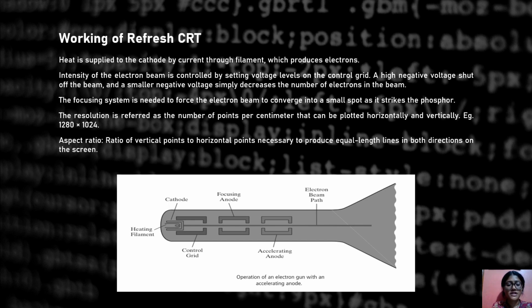The resolution is referred to the number of points per centimeter that can be plotted horizontally and vertically. For example, in the dimension of 1280 into 1024, so it varies from screen to screen. Aspect ratio, the ratio of vertical points to horizontal points necessary to produce equal length lines in both directions on the screen.